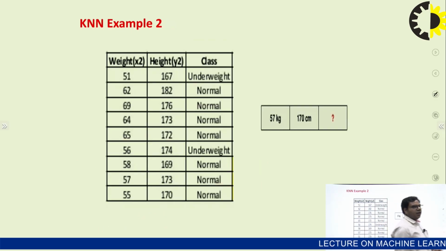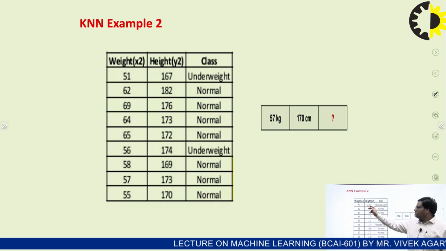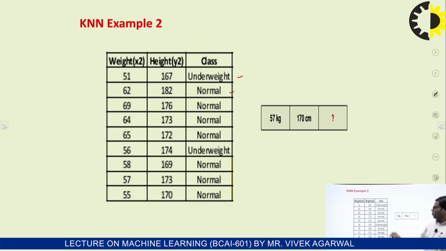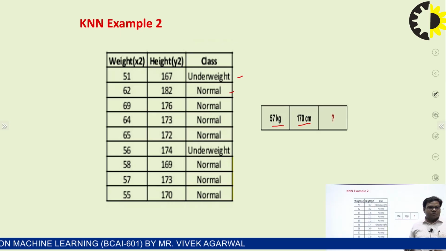In the same way, we can do the things on this another example, which has two input features, the weight and the height. And these are the classes, which has two classes, underweight and normal. So the prediction for this query can be solved using the same thing. So this is for your practice. Just try to make a practice using this example.